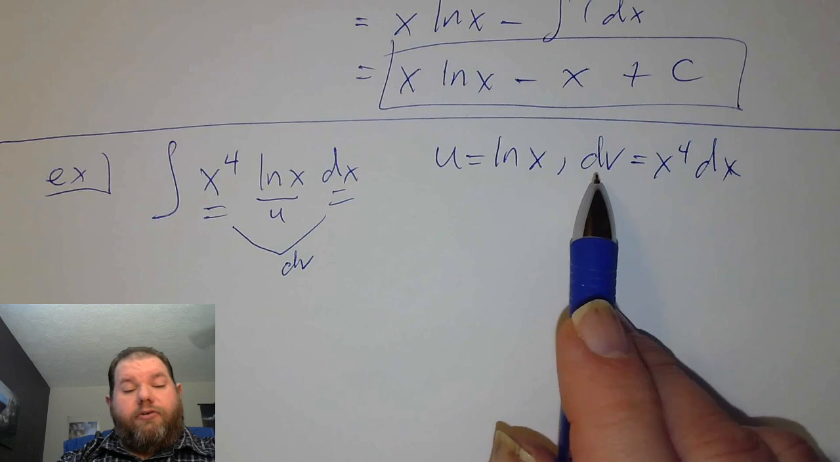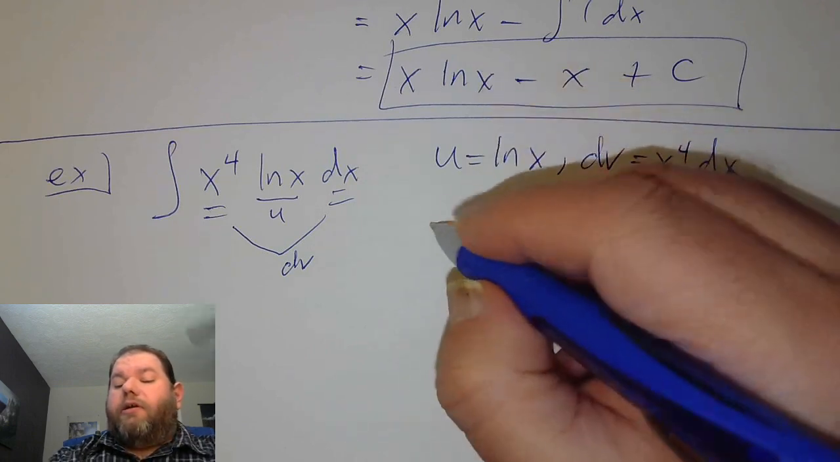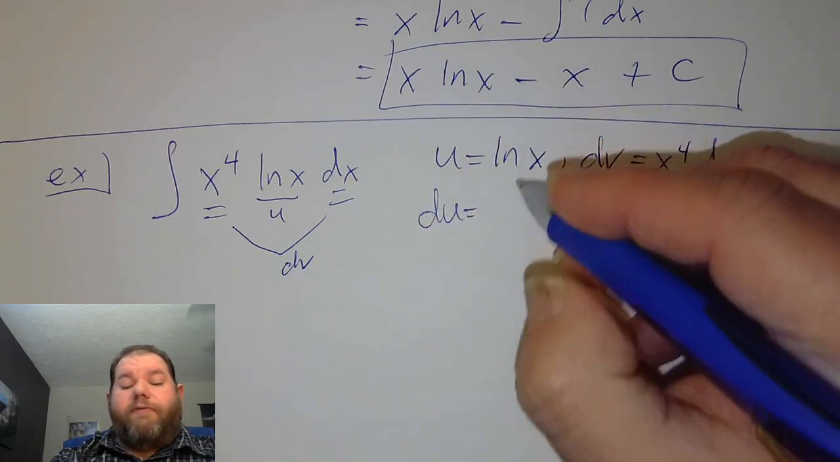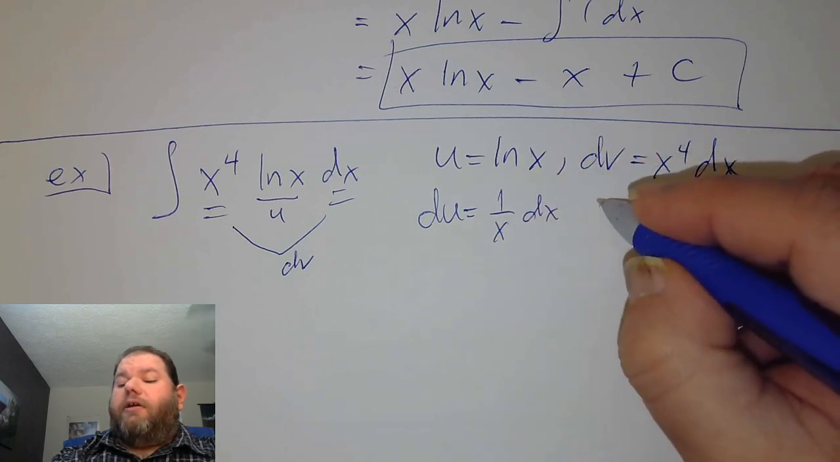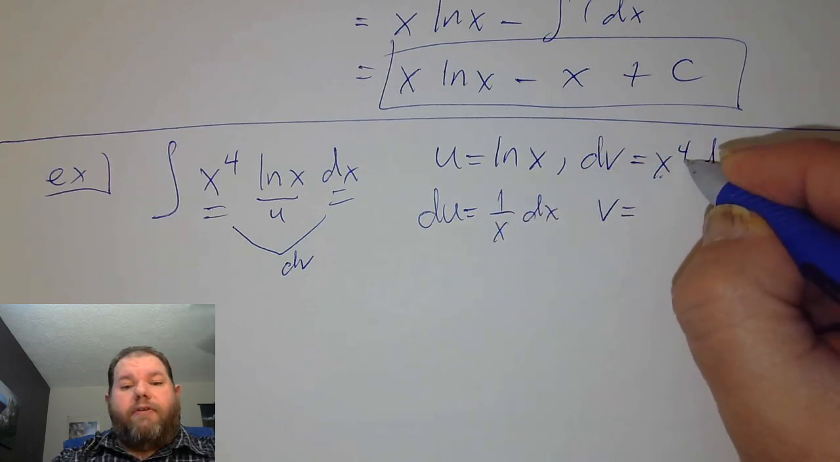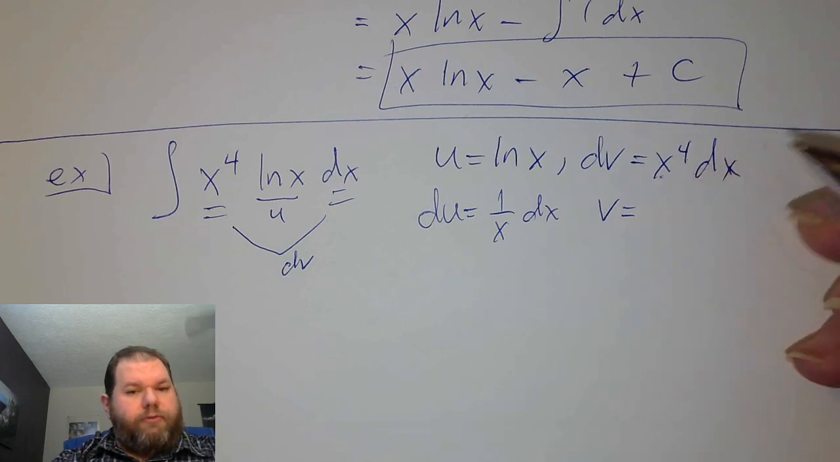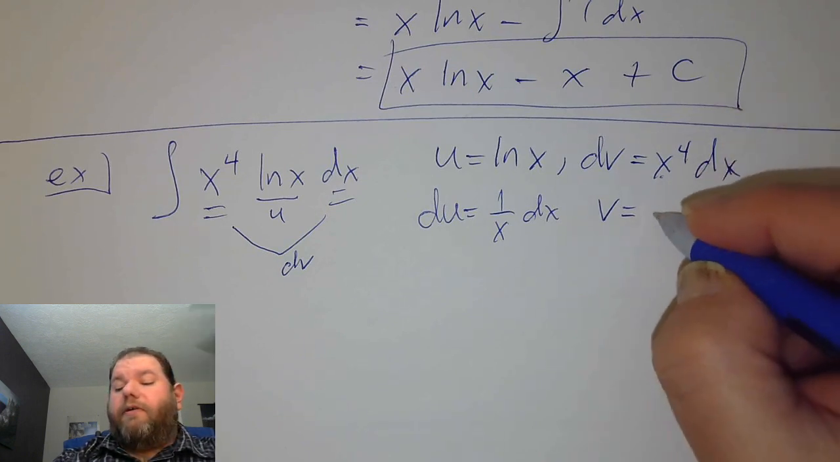So we've selected our two terms, u and dv. du, the derivative of natural log, we know is 1 over x dx. And then v, if we integrate x to the 4th, that would be power rule, so x to the 5th over 5.